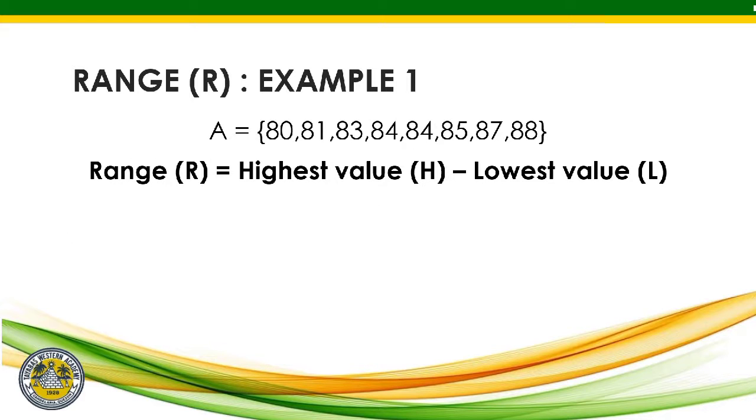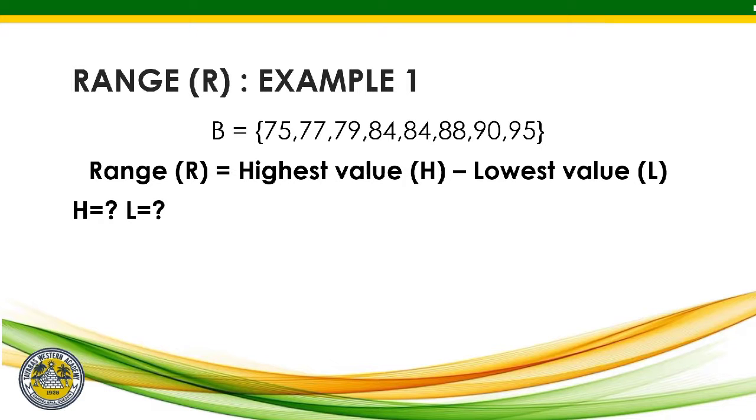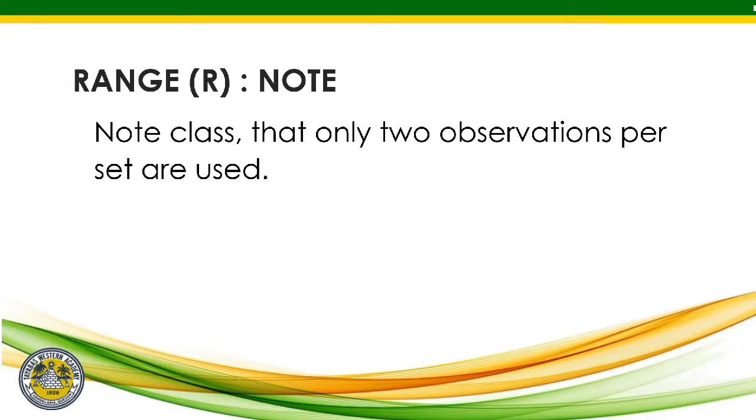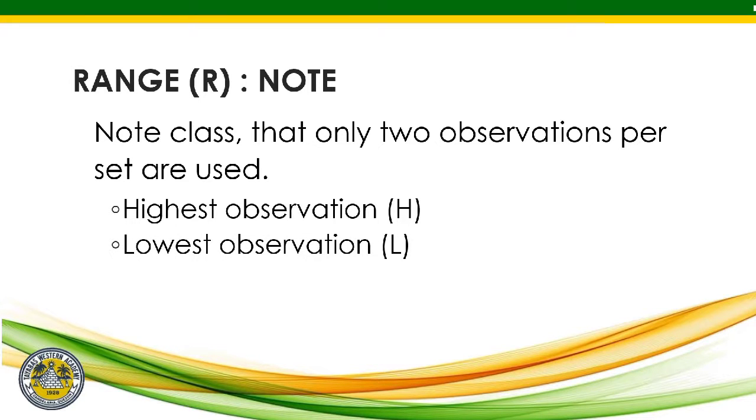Consider this example, set A: 80, 81, 83, 84, 85, 87, 88. Let's find the range. What is the highest value and the lowest value? We have 88 as the highest value and 80 as our lowest value. Subtract, so our range is 8. Another example, set B: 75, 77, 79, 84, 88, 90, 95. The highest value is 95 and the lowest value is 75, so our range is 20. Class, take note that only 2 observations per set are used in finding the range.